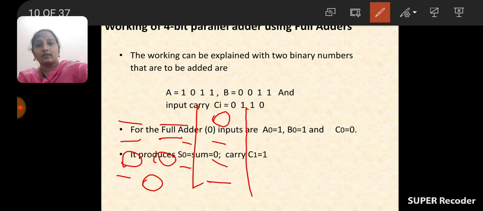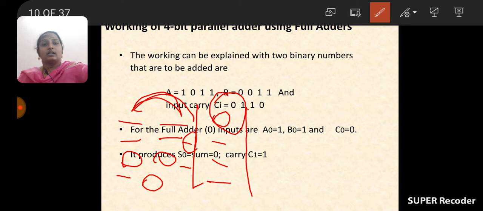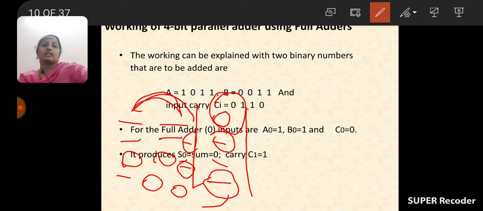But see here, after the first addition of the first 2 bits A0 and B0, we are getting S0 and carry C1. So the next stage has 3 bits: 1, 1, that is A1 and B1, and carry C1. These 3 bits will be added and produce the sum 1 and carry again 1. Next, at the third stage, 0 plus 0 plus 1, sum is 1 and carry is 0. Next 0 plus 0 plus 1, again sum is 1 but carry is 0.